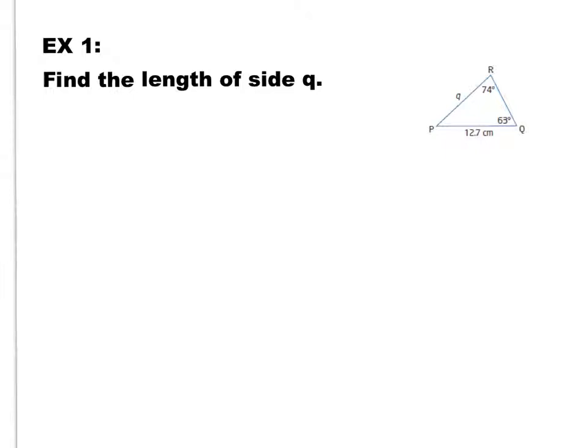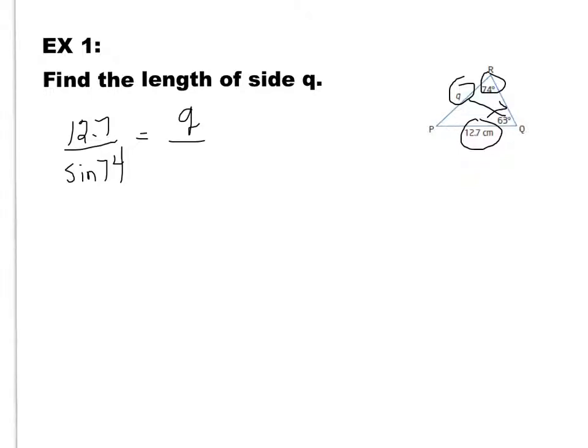Okay, in this problem, I have to find Q, which is here. Now, I know the angle in front of it is 63, and I know angle 74 and side 12.7. So I can use the sine law. I can say that 12.7 divided by sine 74 is equal to Q, because I don't know what the side is, divided by sine 63.